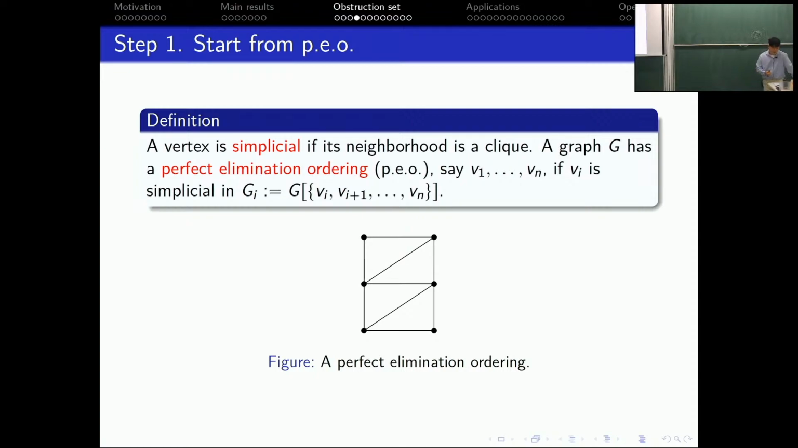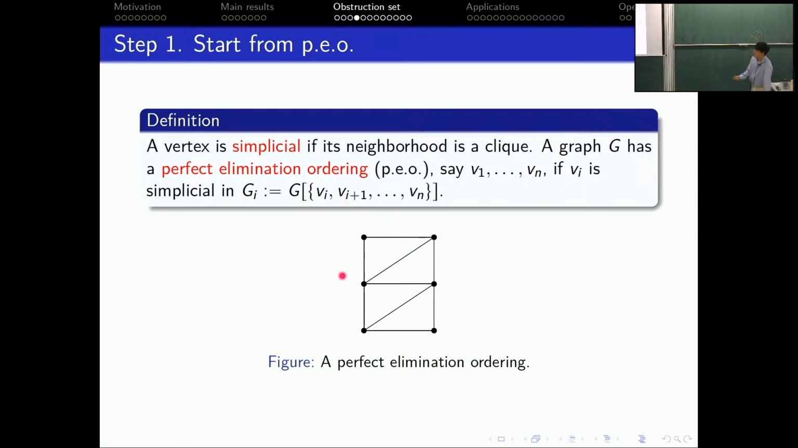And it is known that a graph is chordal if it admits a perfect elimination ordering. So what is a perfect elimination ordering? A vertex is simplicial if its neighborhood is a clique. And so in this graph, this vertex and this vertex are simplicial, right? Because each neighborhood forms a clique of size 2. And graph G has a perfect elimination ordering, say v1 to vn, if vi is simplicial in Gi, where Gi is the graph induced by vi to vn.